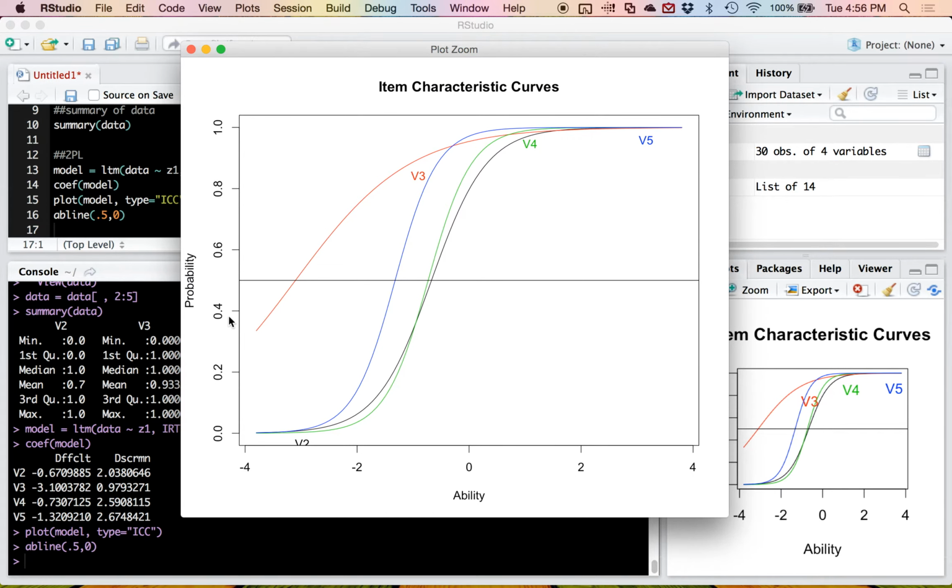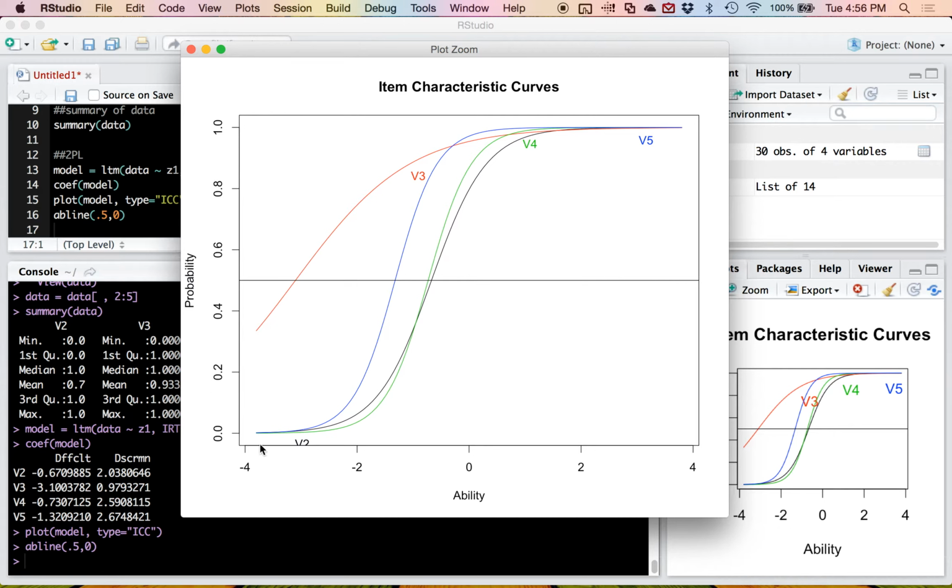Yeah, I remembered something. Essentially what happens is at this 50% line, B is estimated by where it crosses that 50% line. So that's how it's getting negative 3.1. And then over here for question 5, 1.32. So it finds the point at which probability is 50-50.